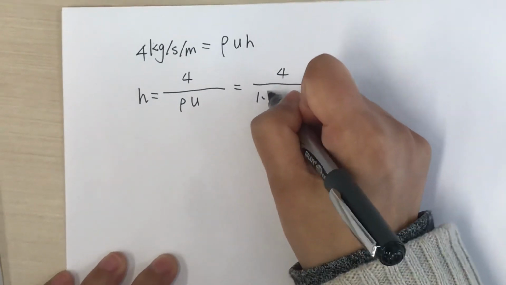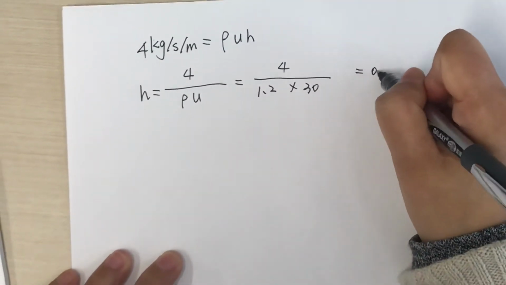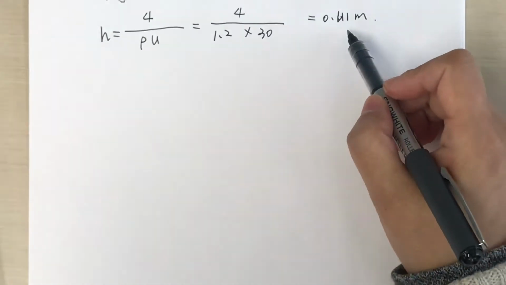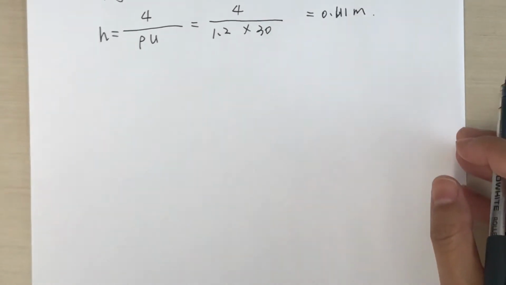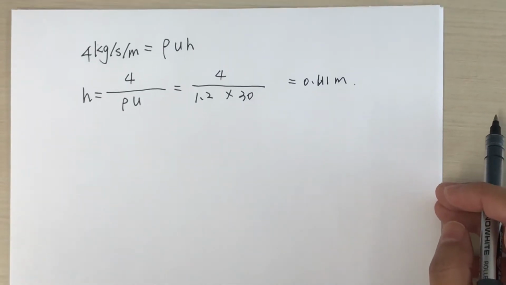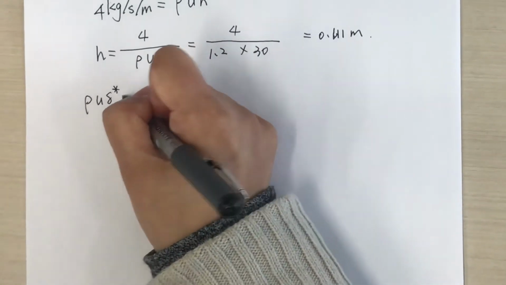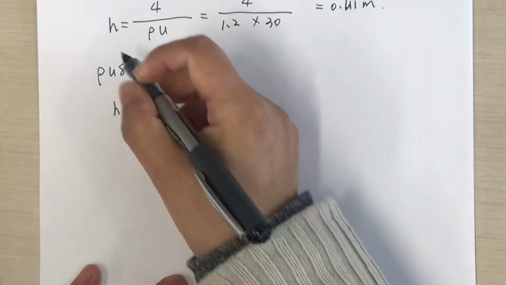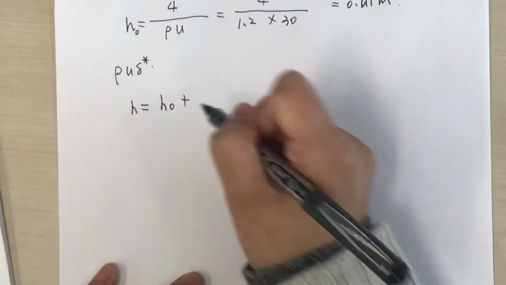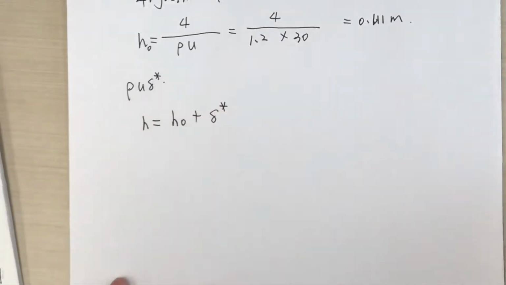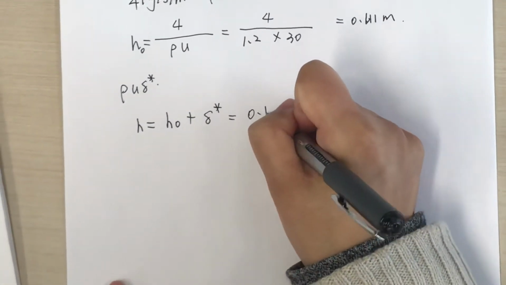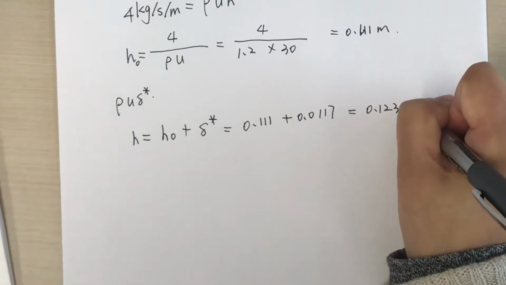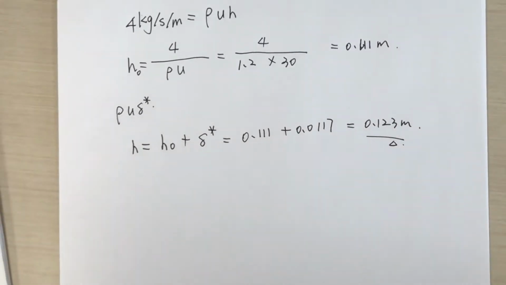for the density. You can find the H should be 0.111 meter. However, we lose the near wall mass flow rho U delta star, so the proper scoop height should be equal to H naught plus displacement thickness. So it should be, so this is the answer for question A.